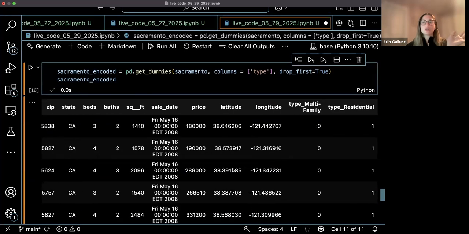Okay, so now if we scroll all the way to the end, we see that we have type multifamily, type residential, and our reference category would be condos. And reminder, we're dropping the reference category just to avoid issues with multicollinearity, and we're still able to retain all the information. Because if multifamily was 0 and residential was 0, we would know that this particular listing would be a condo, for instance. We're not losing any information. So within our type variable, it's now properly encoded.